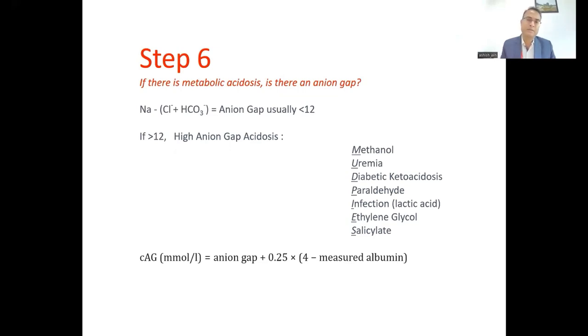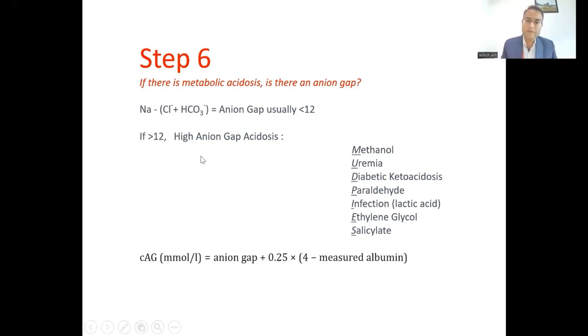In step 6, once we have identified the patient is having metabolic acidosis and there is a respiratory compensation, we need to know which kind of metabolic acidosis it is, whether it is high anion gap metabolic acidosis or normal anion gap acidosis, for which we need to calculate the anion gap. The formula for calculation is sodium minus chloride plus bicarb. The normal level of anion gap is 12, or we can say 12 to 14.